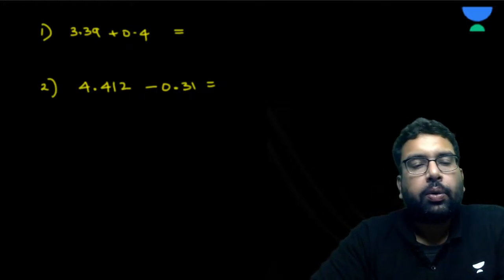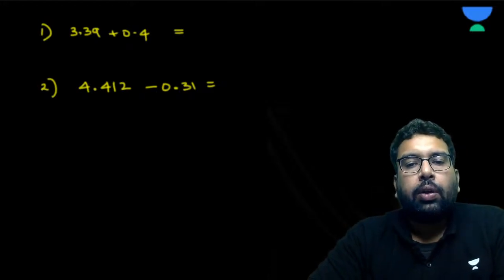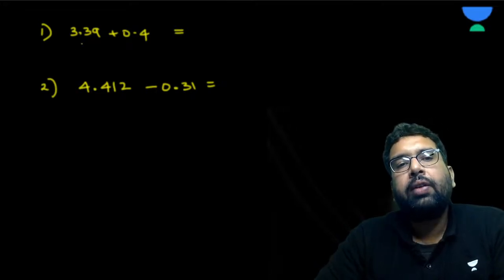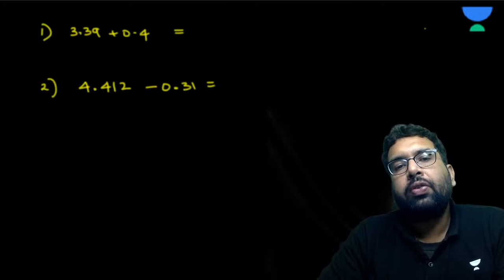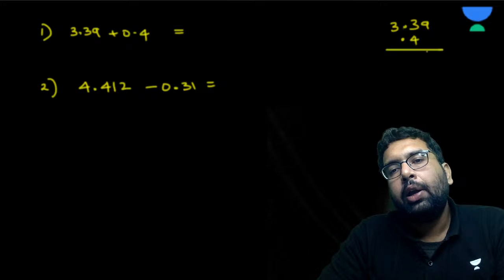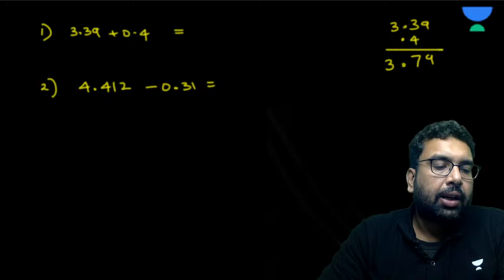So what are we going to do? See, very simple. In this case, when I add 3.39 with 0.4, what are we getting? First of all, you do the normal addition. In the examination you can do it in your mind only. So this is 3.79. Okay, but this is not the final answer. Why?